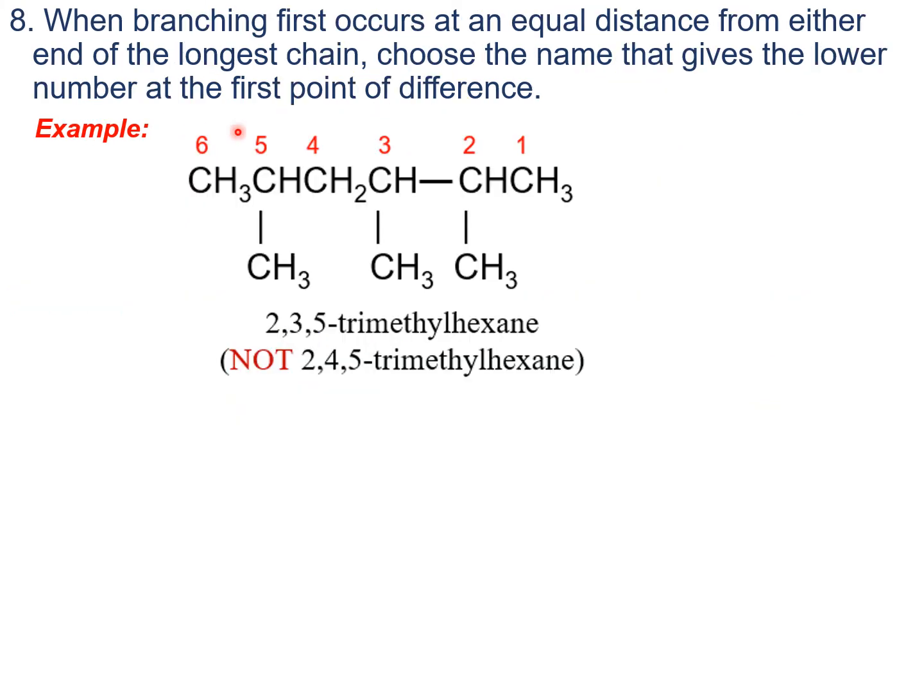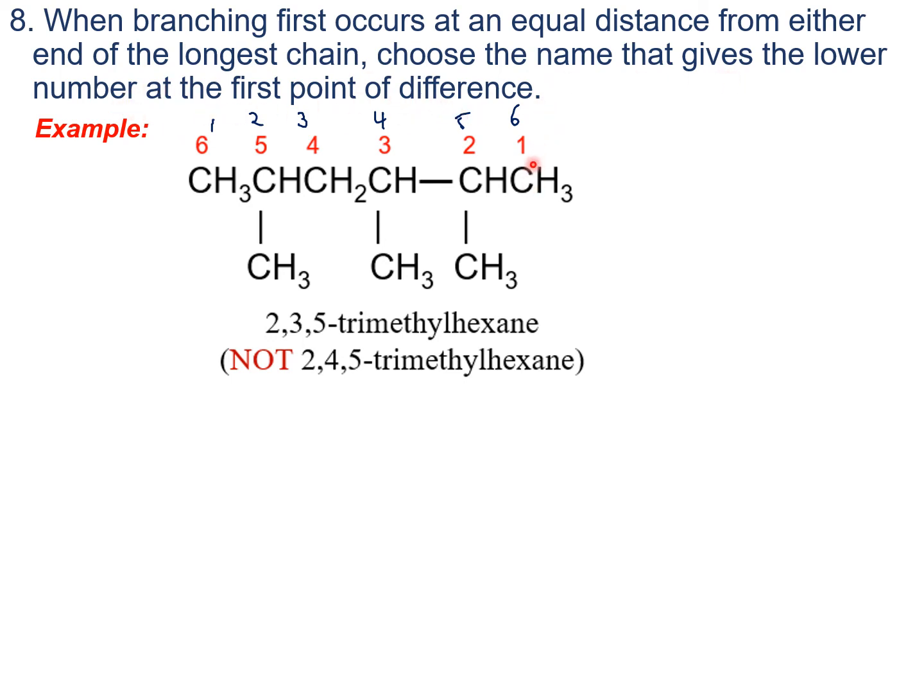Okay, the next rule is when you see an organic compound where, counting from right to left or left to right, you get the same numbers for the substituents. For example, if you look at this organic compound, if I number from right to left, I will get carbon number 2, methyl. If I number from left to right, 1, 2, 3, 4, 5, 6, I will still get methyl at carbon number 2. But when you name according to the IUPAC nomenclature, you have to choose the name that gives a lower number at the first point of difference.